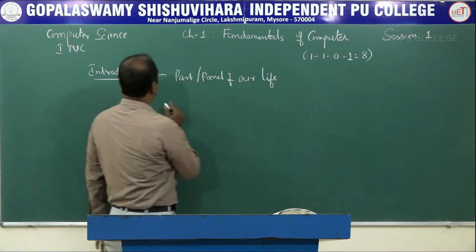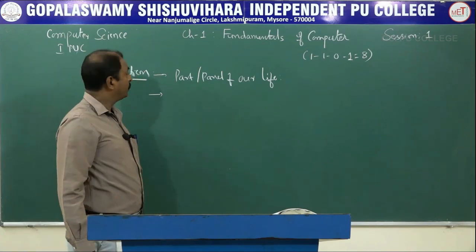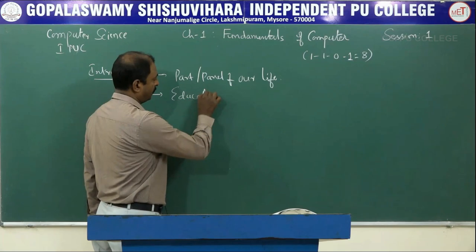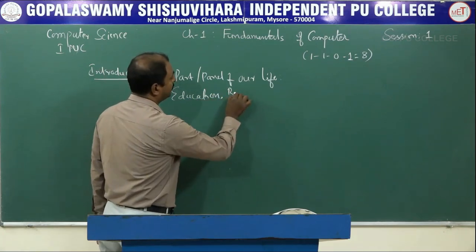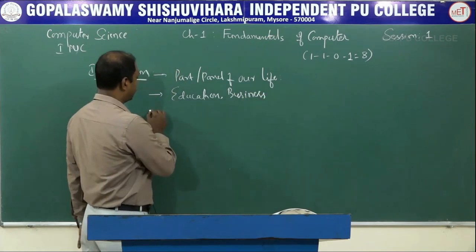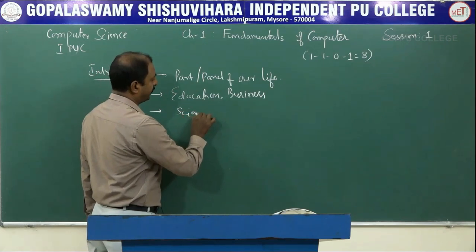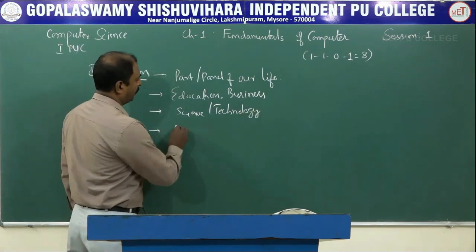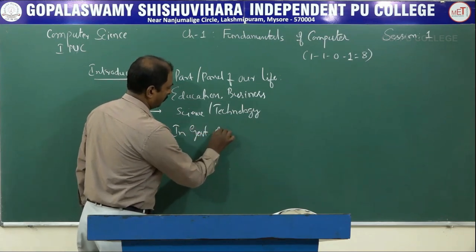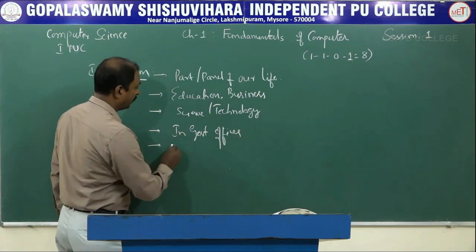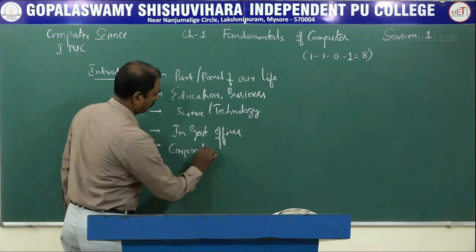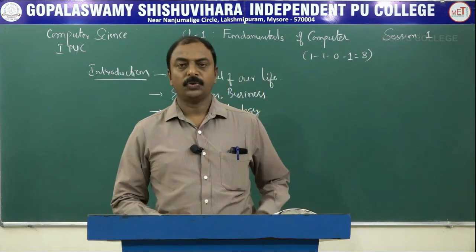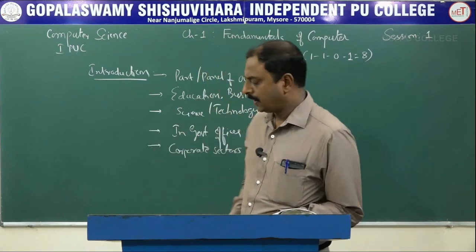So, what is the meaning of this? The meaning of this one is we are using computers in almost all fields in our life. You take example like in the field of education, in the field of business, in the field of science and technology, in government offices, and in our corporate sectors. If you look at this example, you will come to know how important computer is. So we are using computers in almost all different fields.